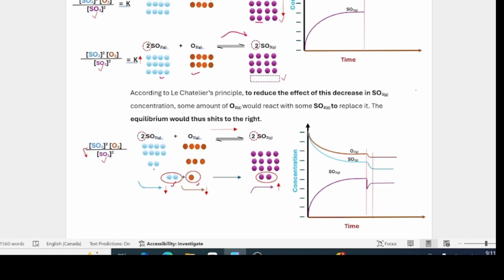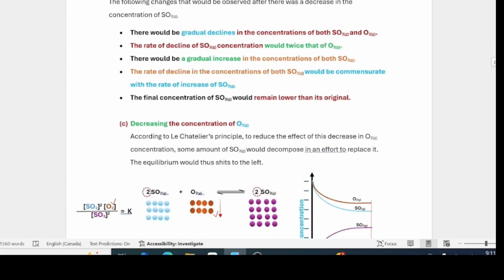But the concentrations of sulfur dioxide and oxygen get reduced. This one gets reduced by the same quantity that that one gets increased, but this is only always getting reduced by half. And I wrote some things there. You can pause the video and read that.